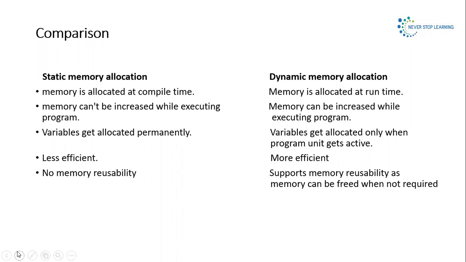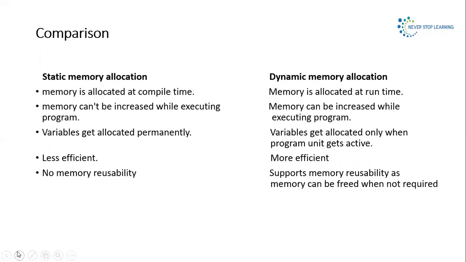Now, next, let's understand the difference between static memory allocation and dynamic memory allocation. As I told you, static memory allocation allocates the memory at compile time. Dynamic memory allocation allocates the memory at runtime. For static memory allocation, memory cannot be increased while executing the program, because we are allocating the memory at the time we are writing the program. But in dynamic memory allocation, we can increase or decrease the size at the time of execution.